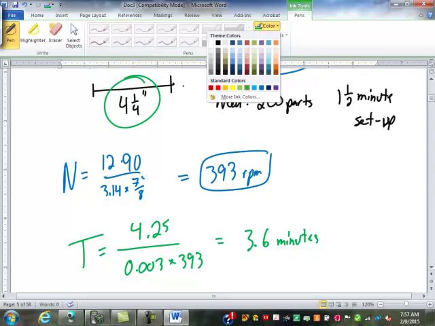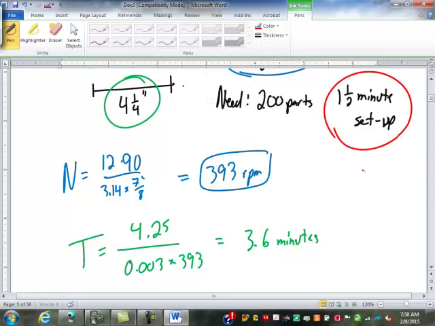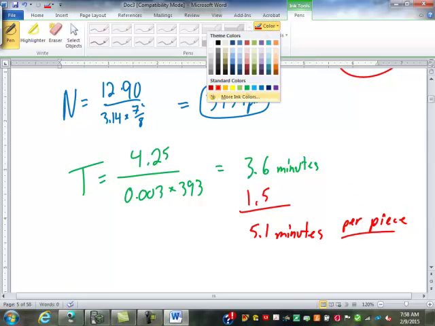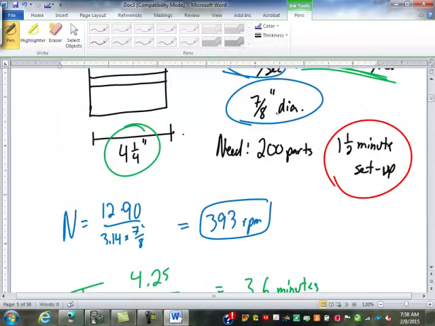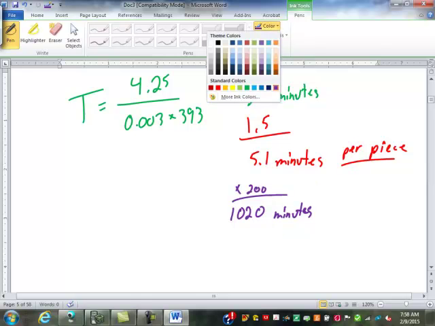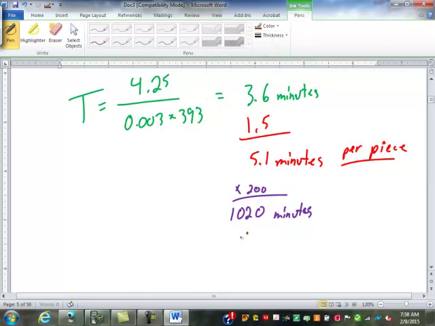Now what do I need to do? I'm going to add 1.5 minutes to that. So 1.5 minutes, that gives me 5.1 minutes. Is that for the whole job? That is per part, per piece. So then we have to multiply by 200. So that means 1,020 minutes. Divide by 60 because we're probably going to bid this one in hours.